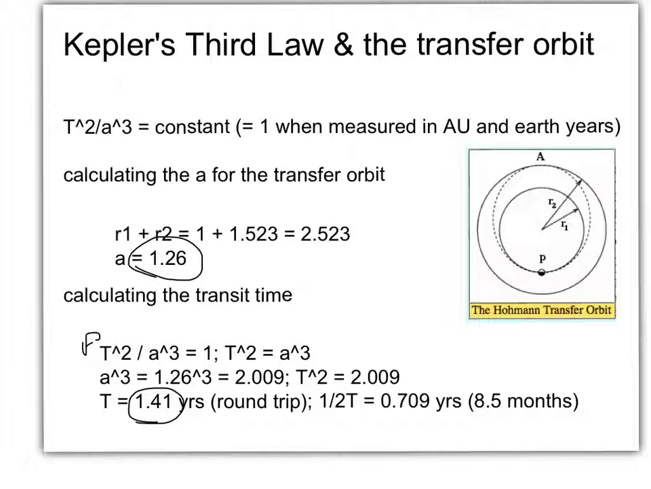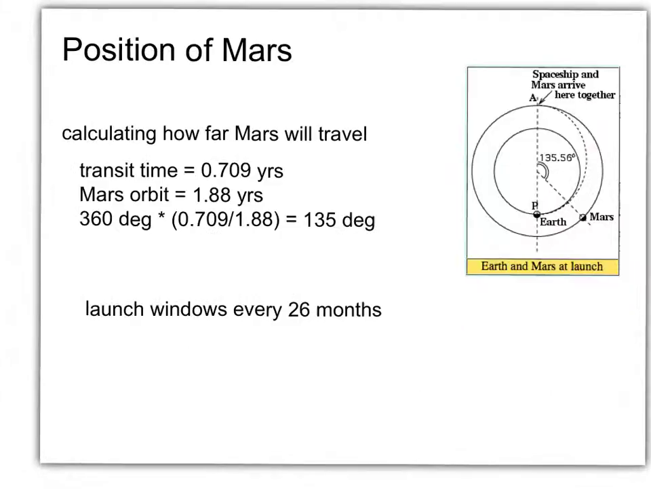And finally, we want Mars to be at that point in its orbit when the probe gets there, right? Because it does no good for the probe to get out to the orbit of Mars if Mars is over here somewhere. So we have to have the probe leave the Earth at a time when it and Mars will both arrive at this point at the same time.